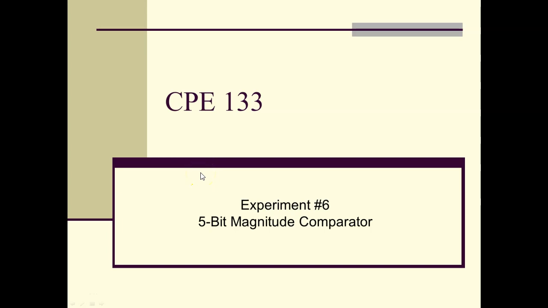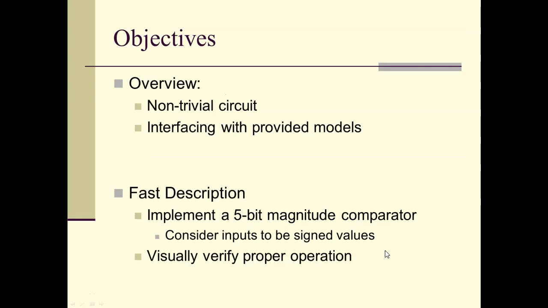This is CPE 133. This is experiment 6, and what we're going to implement here is a 5-bit magnitude comparator. So overall, this is your first really non-trivial circuit, and it requires interfacing with a bunch of new modules. Not a big deal. Typically, anytime you're doing digital design, you are using pre-designed modules, and that's what we will be doing in this experiment.